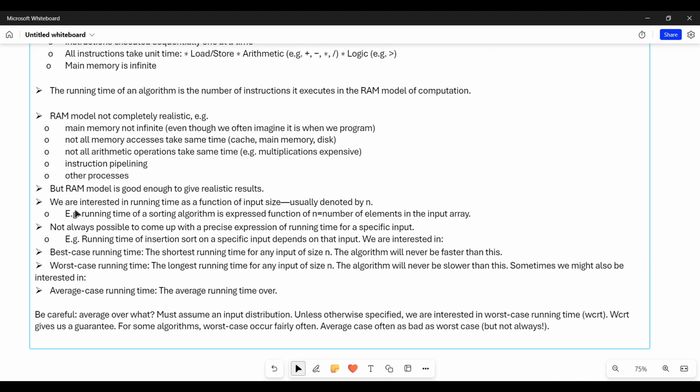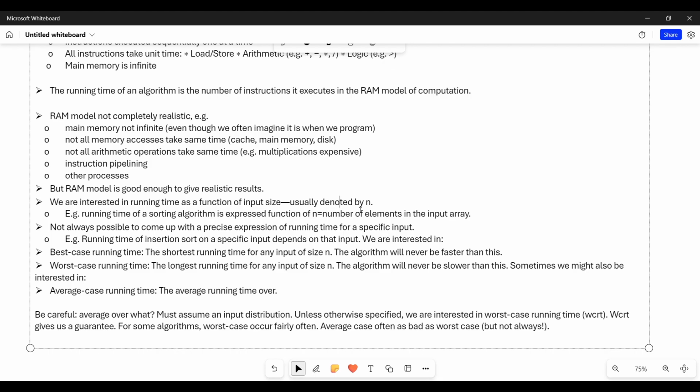Here we are interested in the running time function of the input size, usually denoted by n. Analysis of algorithms is a crucial aspect of developing software. For example, the running time of a sorting algorithm is expressed as a function of n, the number of elements in the input array. It is not always possible to come up with a precise expression of running time for a specific input. For example, the running time of insertion sort on a specific input depends on that input.